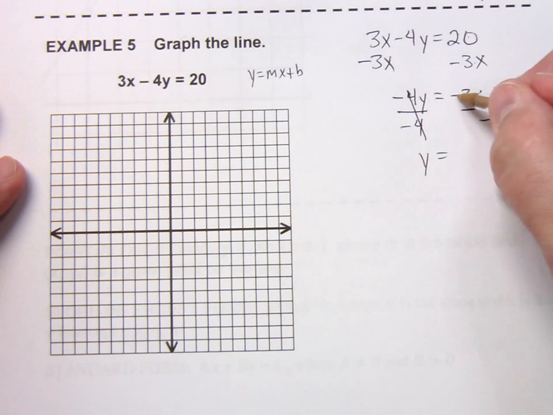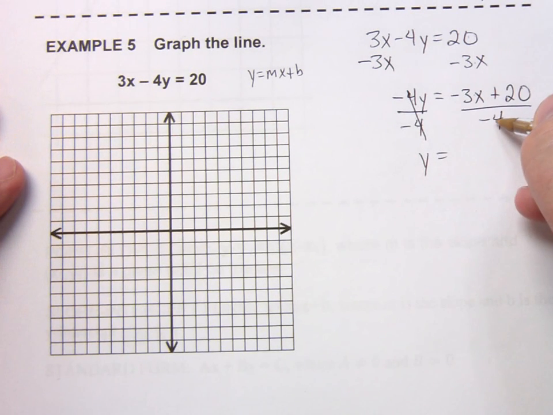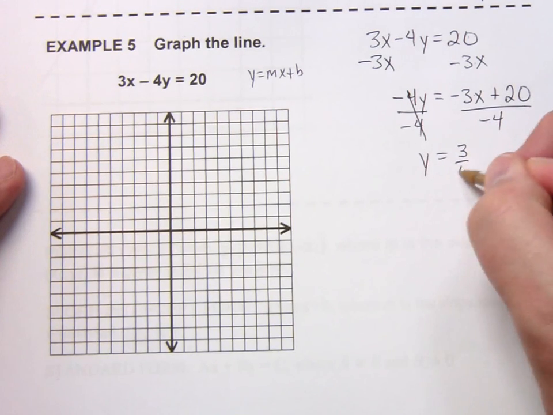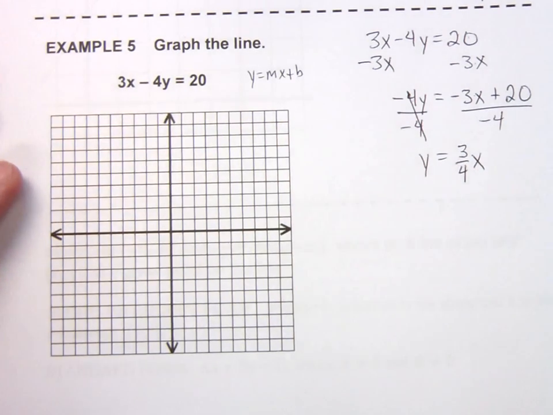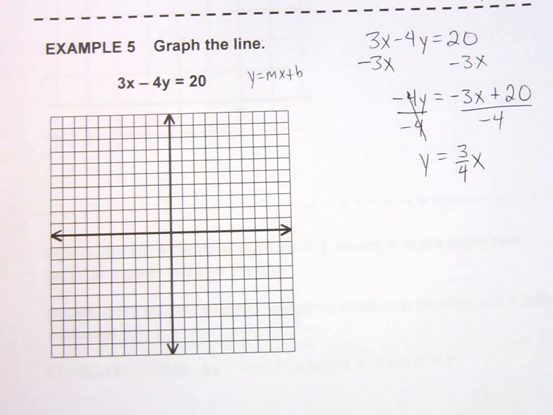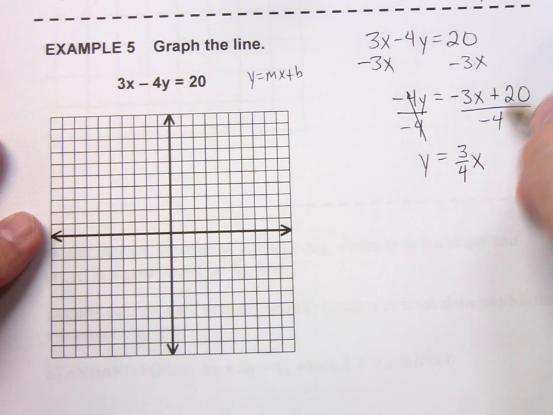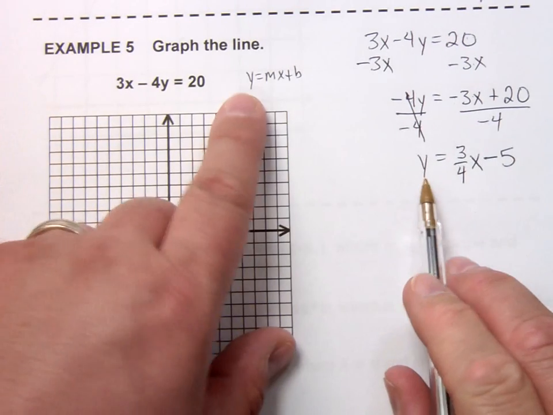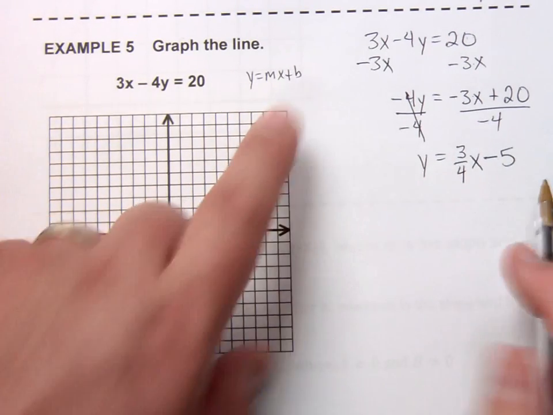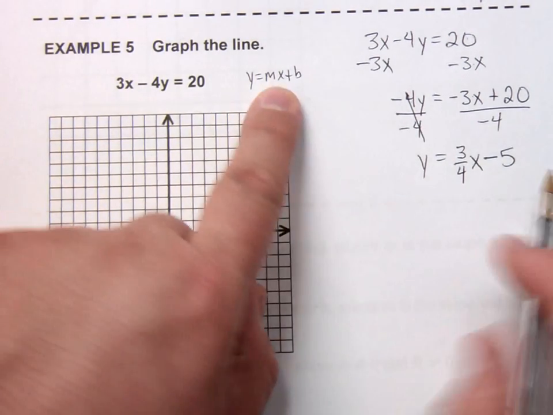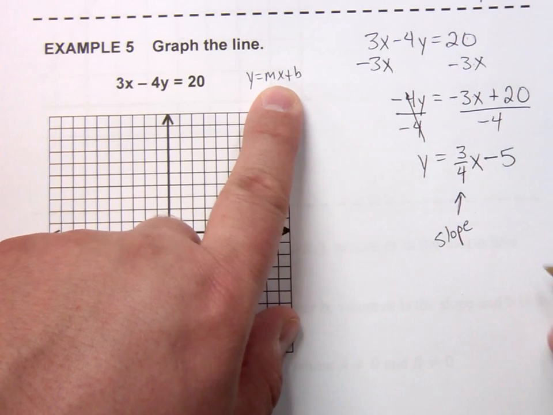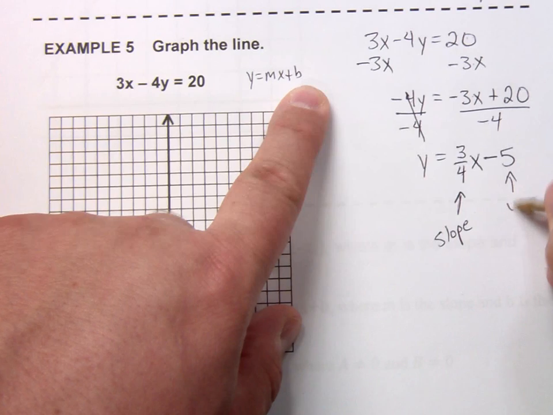So right here, negative 3x divided by negative 4. Negative divided by negative is positive. However, 4 does not go into 3. And it doesn't reduce, so it stays as 3 over 4. So I got 3 over 4x. And then 20 divided by negative 4 is a negative 5. So now I have it in slope-intercept form. y equals mx plus b. And remember, when you're in slope-intercept form, that m is the slope and the b is the y-intercept.